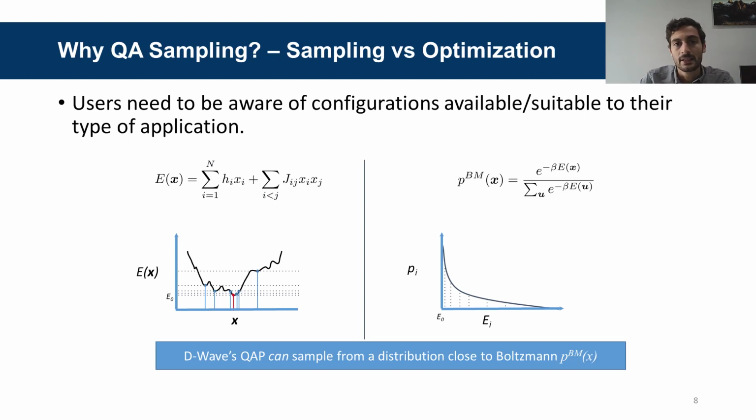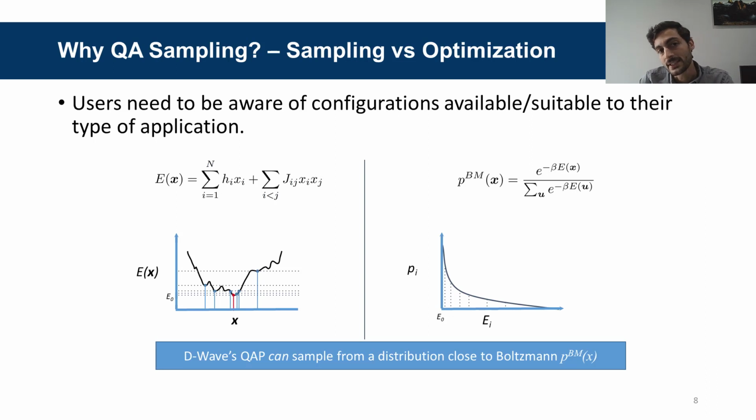Well, maybe some of you watching already know the answer to this, but D-Wave machines first work as optimizers, providing us with samples from which we pick the lowest energy solution, or they can operate as samplers, since a D-Wave machine can sample from a distribution close to Boltzmann.